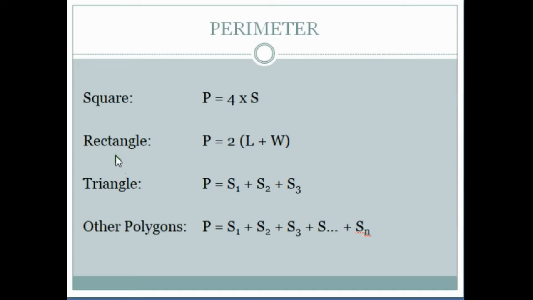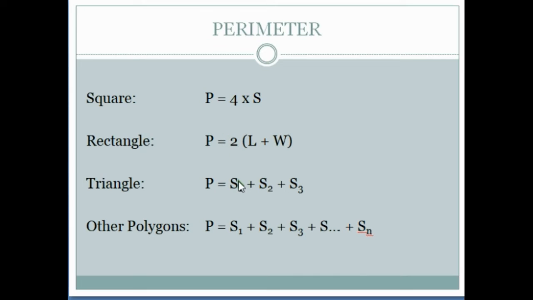For rectangle, P is equal to 2L plus W. Ano nga ba ang definition ng isang rectangle? A rectangle has two pairs of equal sides. So, meron dalawang pair ng equal sides. Ano nga ba ang L at ano naman ang W? Ang L refers to the length of the rectangle, and yung W naman refers to the width of a rectangle. So, in a rectangle, meron dyang dalawang length at dalawang width. That's why you have 2 dito sa ating formula.